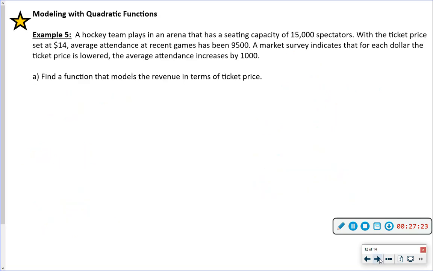And it wouldn't be a day if we don't do a word problem. Hockey team plays in an arena that has a seating capacity of 15,000 spectators. With the ticket price set at $14, average attendance at recent games has been 9,500. A survey indicates that for each dollar, the price is lowered. So right away, I'm thinking subtracting, lowered. The average attendance, oh, God, that's good, increases by 1,000. Find a function that models the revenue in terms of the price.